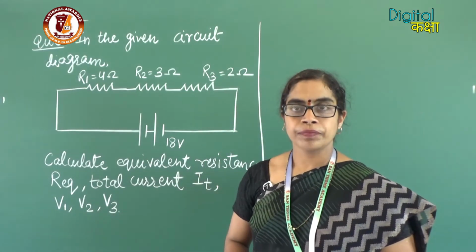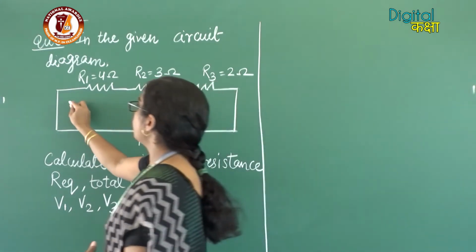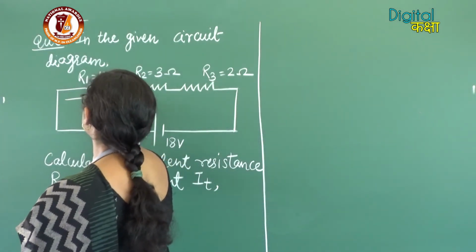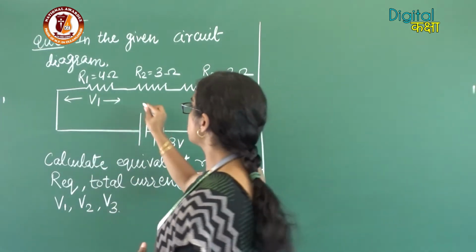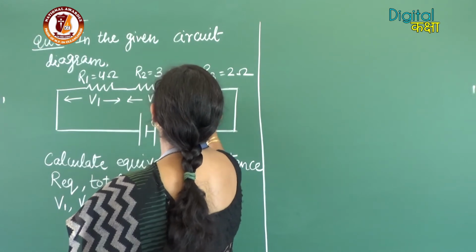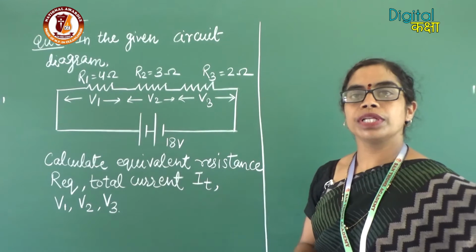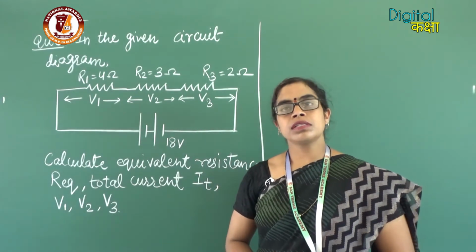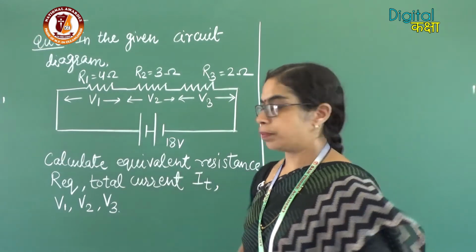and V3. We know that in this circuit diagram, V1 will be the potential difference for the resistor R1. Here it will be V2, and for the resistor of resistance R3, the potential difference will be V3. So, let us understand the way the solution of this question is to be done.